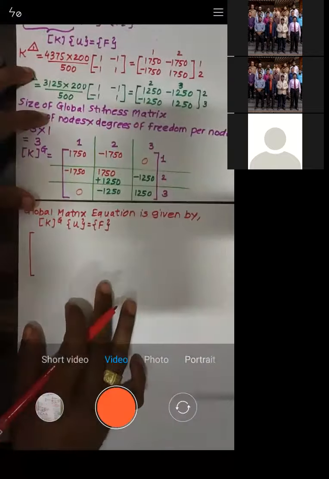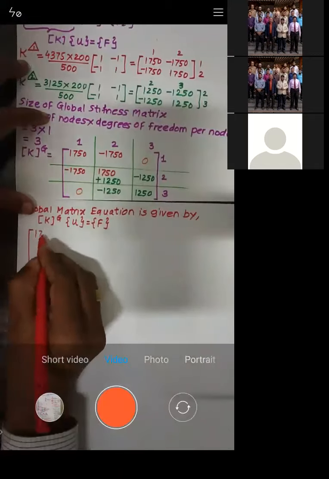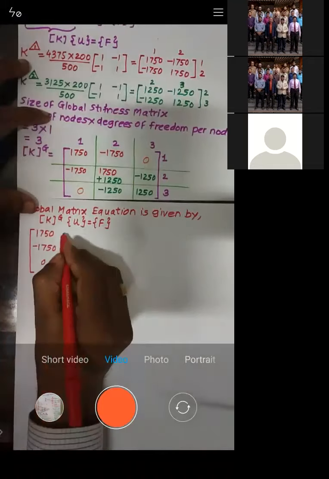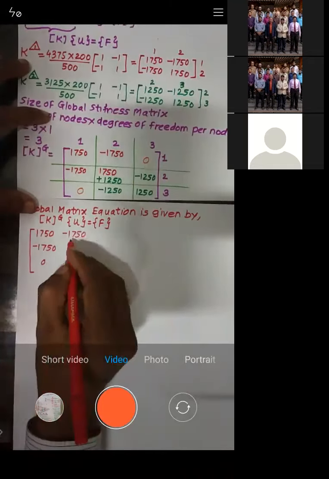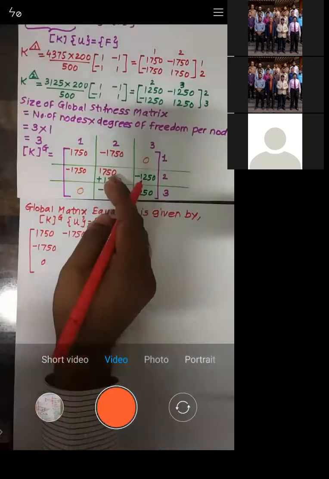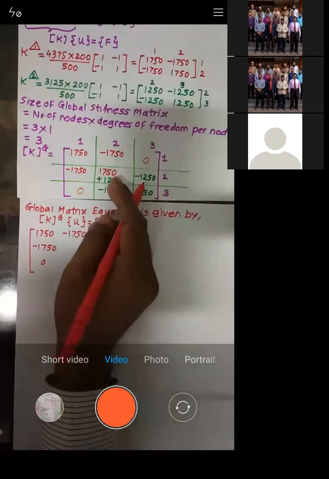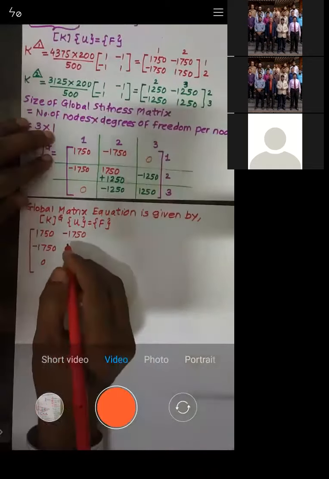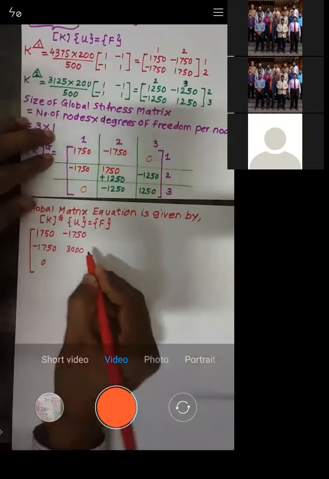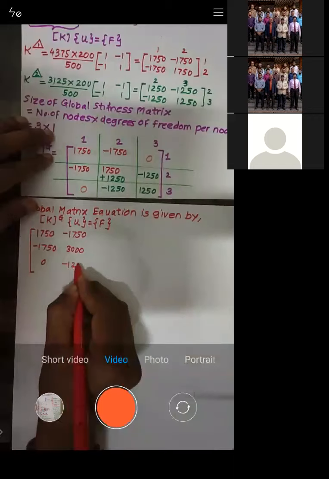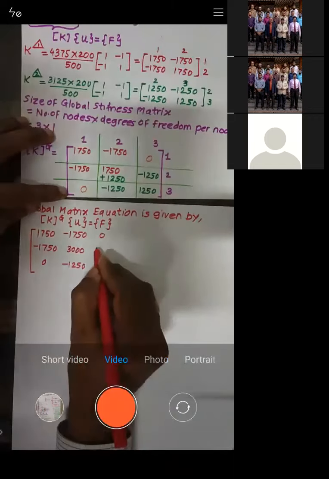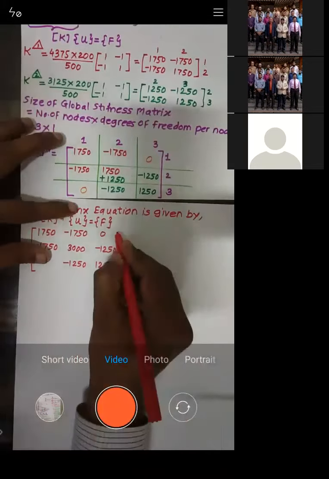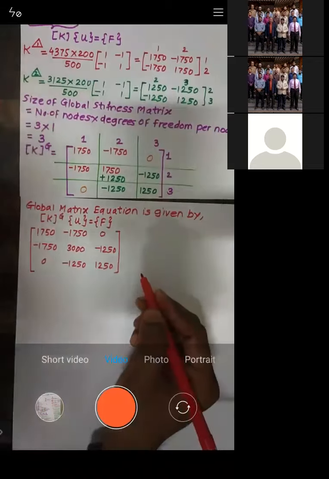Okay, so I'll write down this global stiffness matrix now. So this is 1750. This is minus 1750. Here it is 0. Then this is minus 1750. If you do this addition, okay, it will come as 3000. The next term is minus 1250. This is 0, minus 1250, and this is 1250, right? So this is the global stiffness matrix which is written.